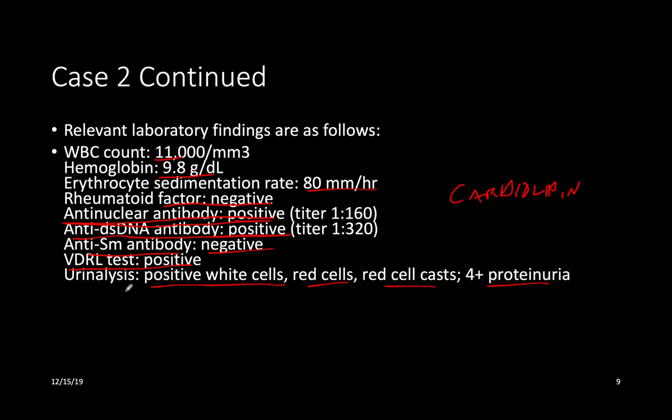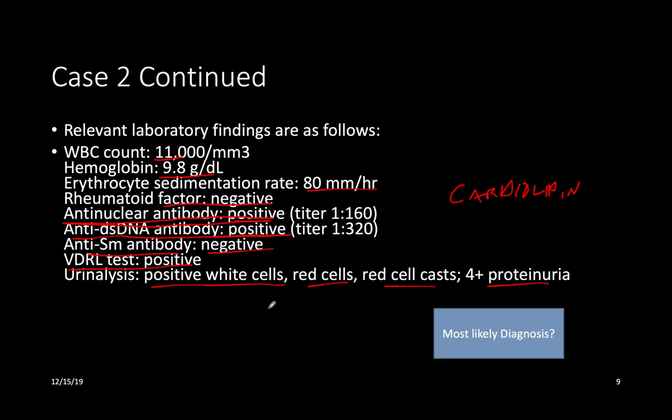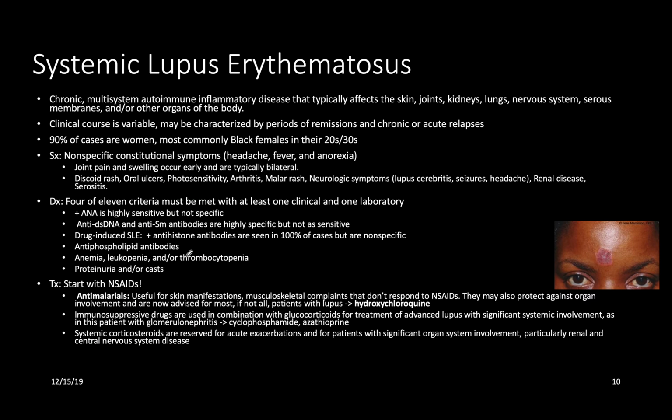Excellent. Yes, glomerulonephritis. Good. So most likely diagnosis is going to be SLE, which you correctly identified from the start. Very good. So SLE generally, it's just that chronic, multi-system, really affecting almost every organ of the body: skin, joints, kidneys, lungs, nervous system, the serous membranes, giving us that pleuritis like we had in our patient. Really any organ of the body can somehow have a manifestation of lupus.